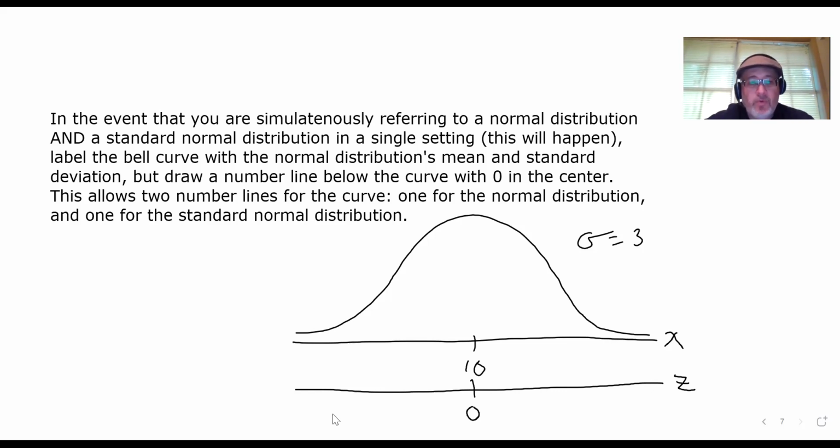All right, in the next video, we're going to talk about what Z means, and we're going to talk a little bit about the relationship between probability and area under a curve.